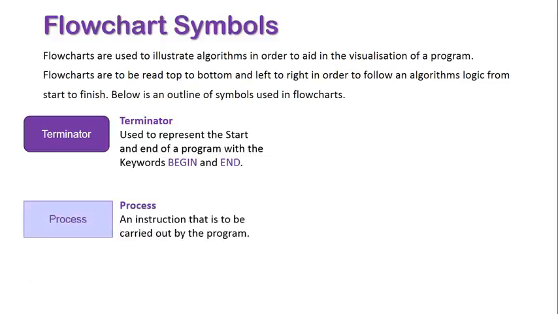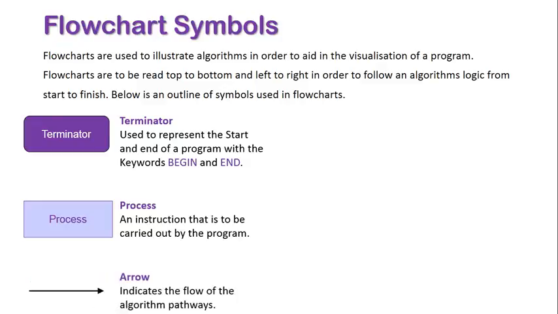Next, we have a process, and a process represents the different instructions occurring within a program. So we have multiple processes usually happening in our program, in order to do its operations on whatever data or whatever it's being made for.